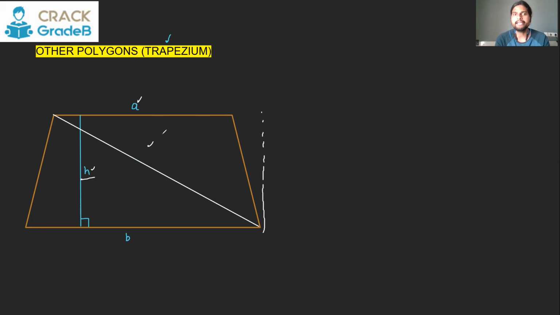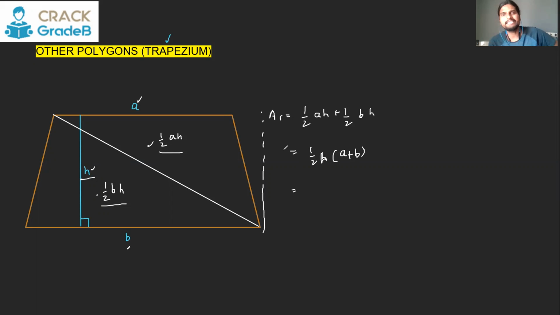So for this triangle, the area will be half into base into height. And for this triangle also, the area will be half into base, where the base is B and the height is h. You want the area of the complete trapezium, so you just have to add them. The area becomes half into A h plus half into B h. If you take half h common, what remains is A plus B. So you can memorize it as half into the sum of the parallel sides into h, the distance between them. This is how you can memorize this formula.